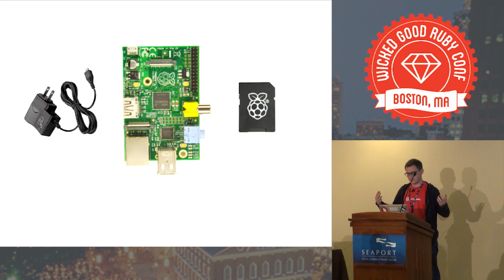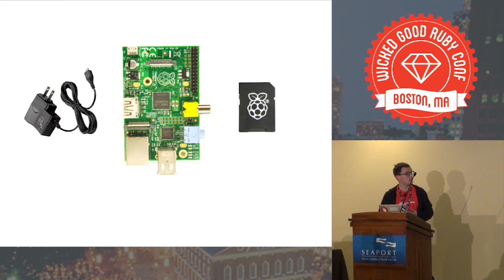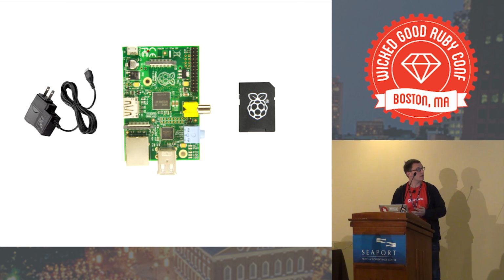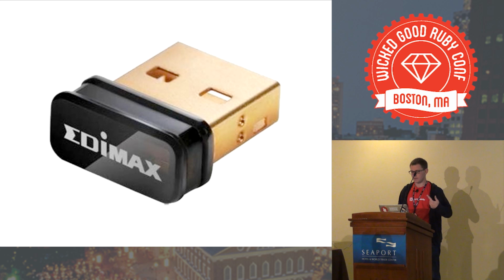So you need three things to use Raspberry Pi. You need a power adapter, which you could also just use any Android phone charger or Kindle charger, the Pi itself. And then an SD card is the hard drive of the Pi. That's the Wi-Fi adapter I mentioned earlier.